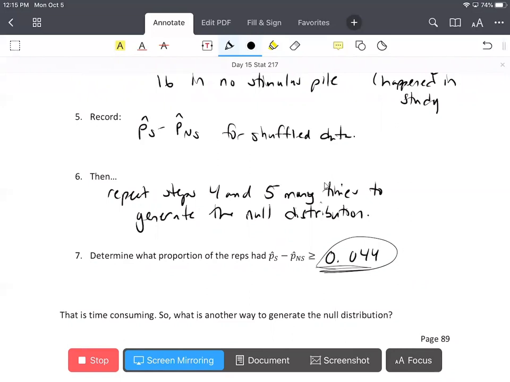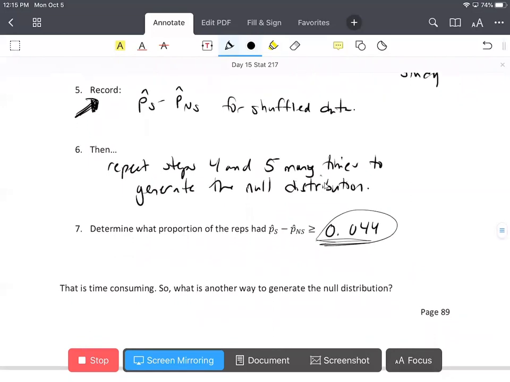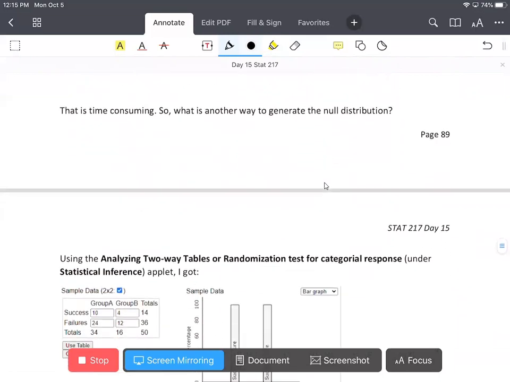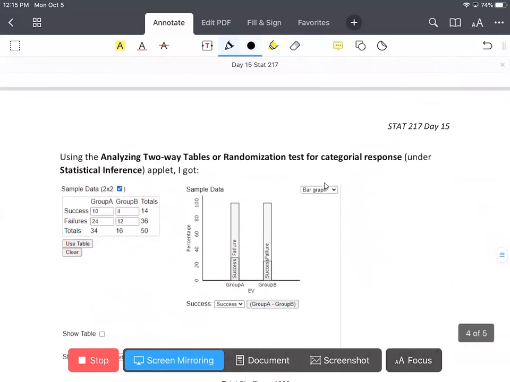But let's be honest, that's time consuming. I didn't even show you the calculation this time. Remember, we did do the calculation for this for 5, but it takes a long time. So what's another way that we could generate this null distribution? Well, hopefully you think applet, because applets are a great way to help us generate these null distributions. Now we're going to use the analyzing two-way tables or the randomization test for categorical response, and they're both under statistical inference and the applets.